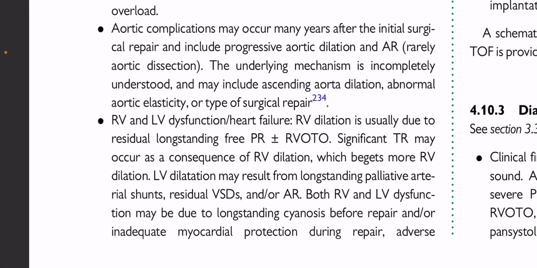RV dilation is usually due to residual long-standing free pulmonary regurgitation plus or minus RVOT obstruction. Significant TR may occur as a consequence of RV dilation, which begets more RV dilation. LV dilatation may result from long-standing palliative arterial shunts, residual VSDs, and/or aortic regurgitation. Both RV and LV dysfunction may be due to long-standing cyanosis before repair and/or inadequate myocardial protection during repair.